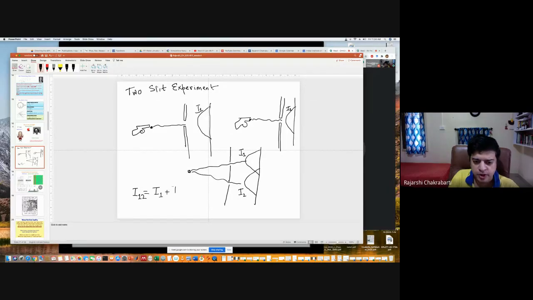But remember, we are doing this experiment with a bullet, not with an electron. So this is the result. I1 plus I2 is the total intensity pattern on the screen. So if I plot this, it will be something like this. Okay, this is your I1.